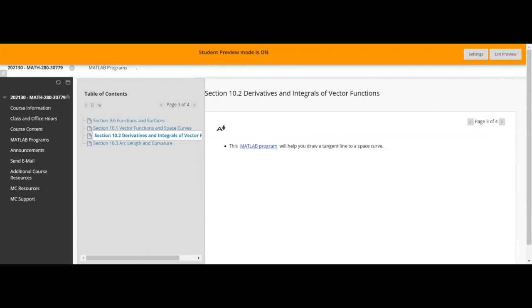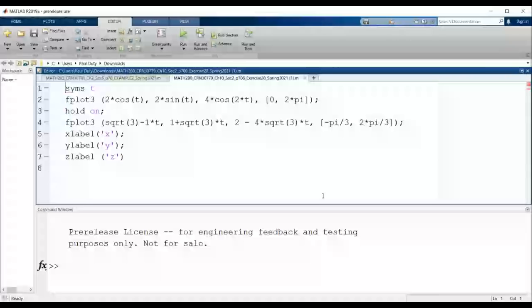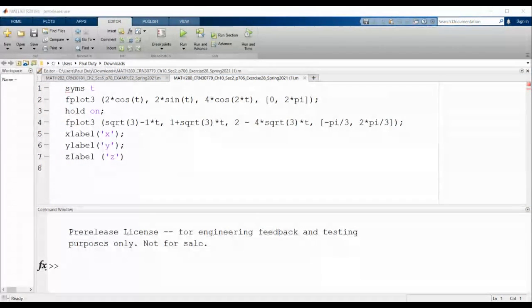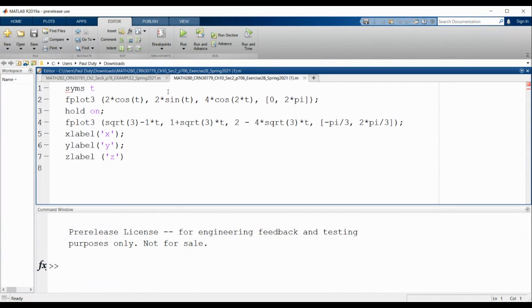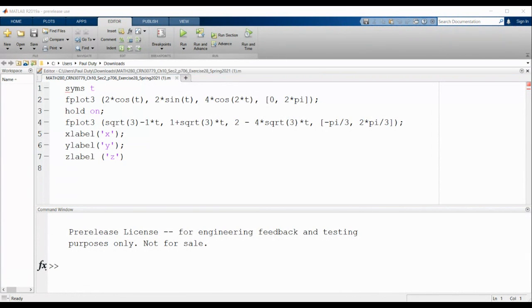Okay, and I'm going to go find my MATLAB program here. Okay, and who is seeing this program on their own computers? It's an extraneous one here. Let me get that off. Okay, good, Christopher. Good, John.